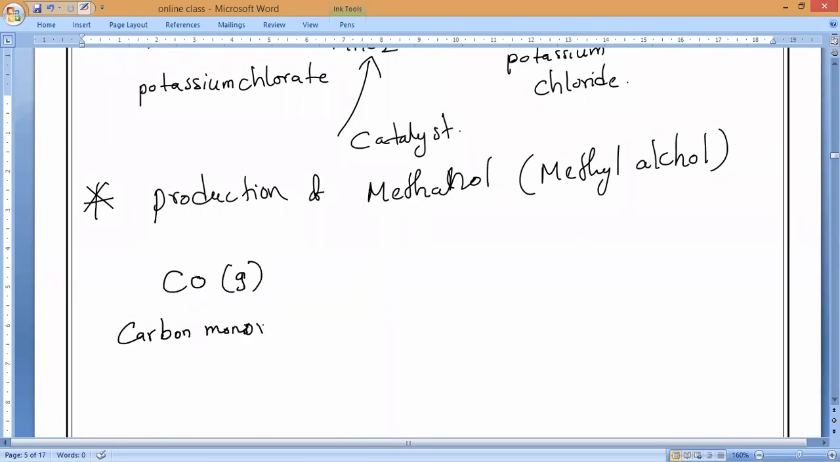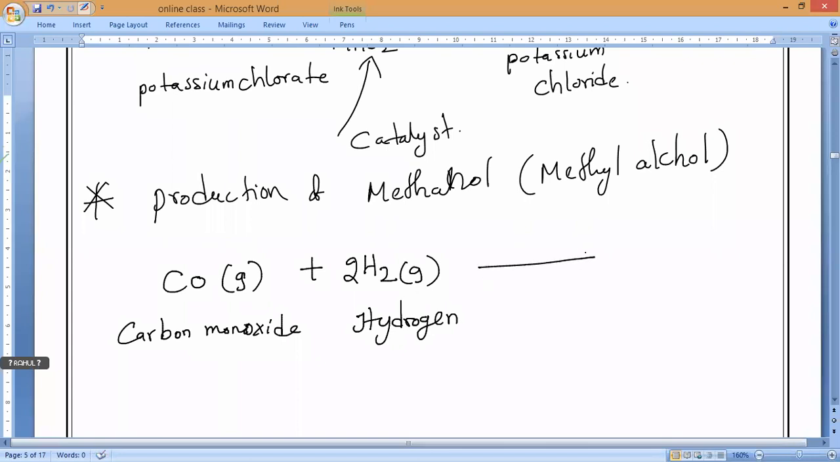Carbon monoxide, in gaseous state, will react with hydrogen, which is also in gaseous state. Sorry, hydrogen, not water. Then it will produce methanol, CH3OH, which is in liquid state. What is the formula of methanol? CH3OH. Another name of methanol is methyl alcohol.